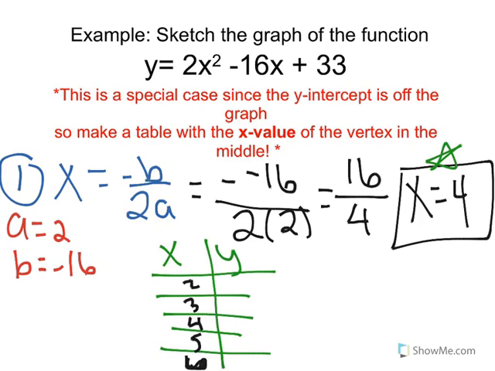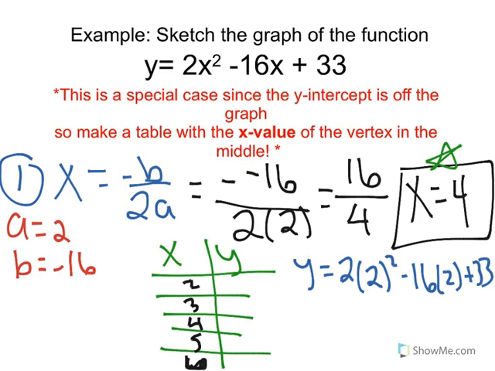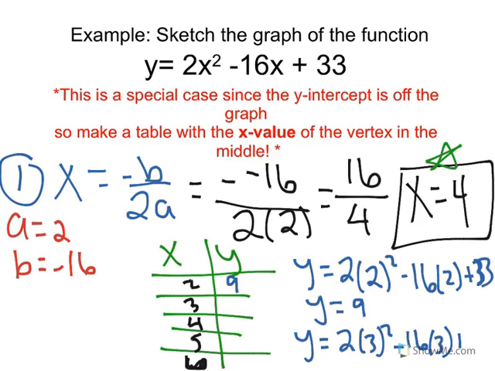So y is going to equal 2 times 2 squared minus 16 times 2 plus 33. So we should get y is equal to 9 in that case. So now let's get another. If we plug in 3, 2 times 3 squared minus 16 times 3 plus 33. So with that, we should get y equals 3.